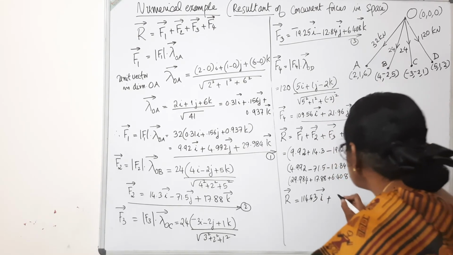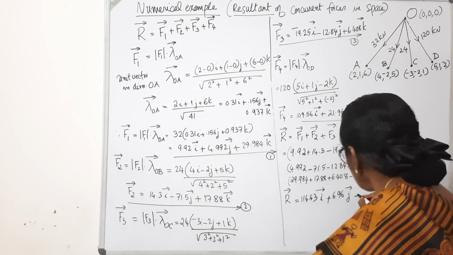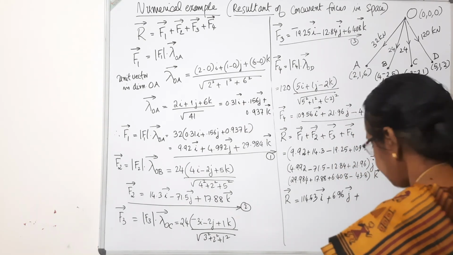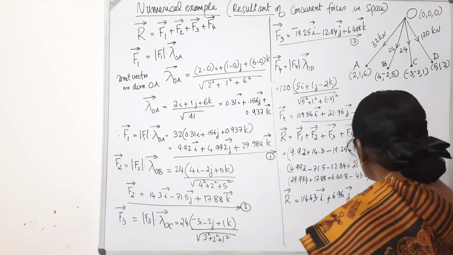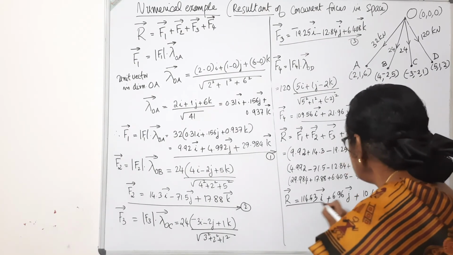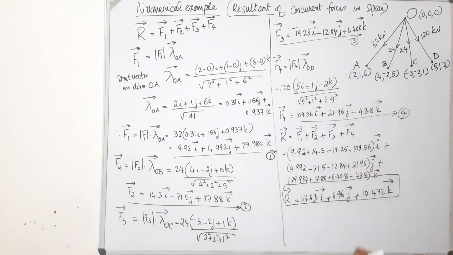plus 6.96 j plus 10.472 k. So this is the first answer. The resultant vector is 114.53 i plus 6.96 j plus 10.472 k. This is the resultant vector.